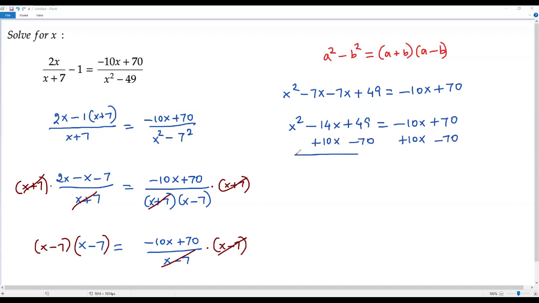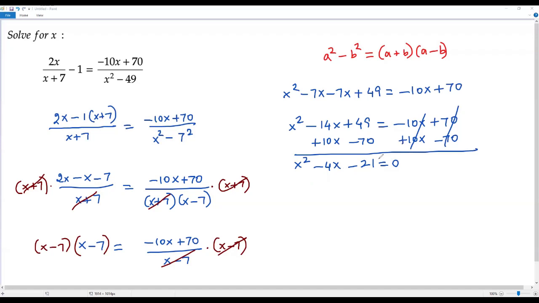Here the negative and positive values cancel out, and the same thing here. And we get x squared. When I combine these, I'm getting negative 4x, and when I combine these, I'm getting negative 21 equals 0. Now we have the quadratic equation in standard form. I have to solve for x in this quadratic equation. I think it can be solved by factoring.